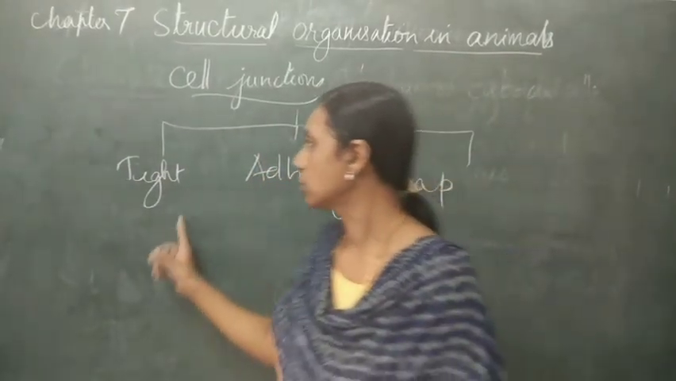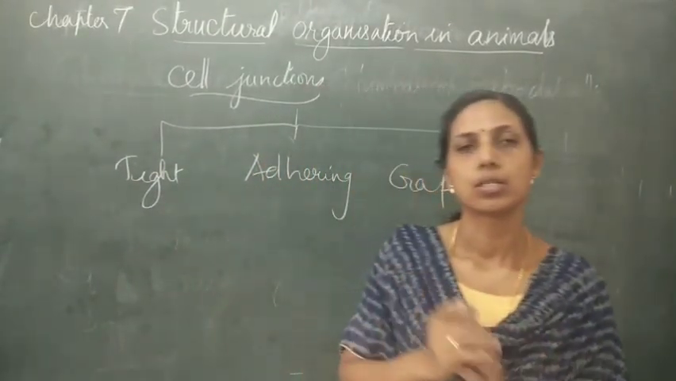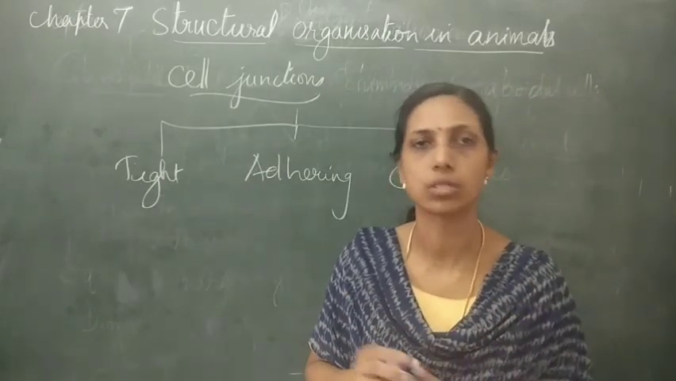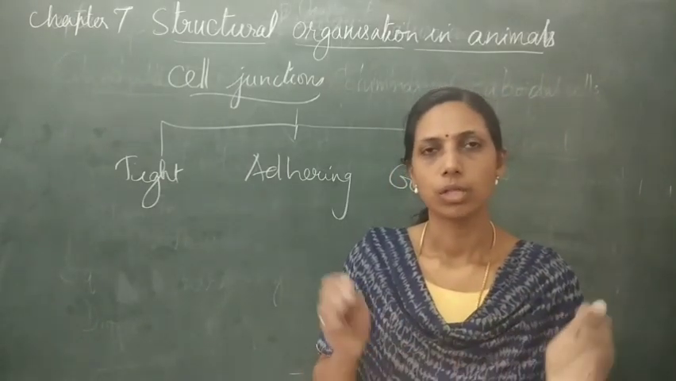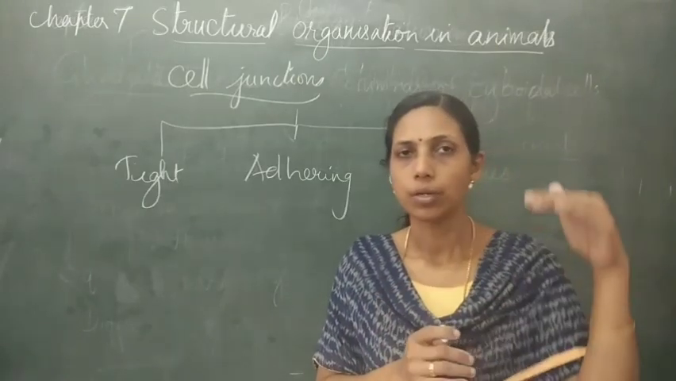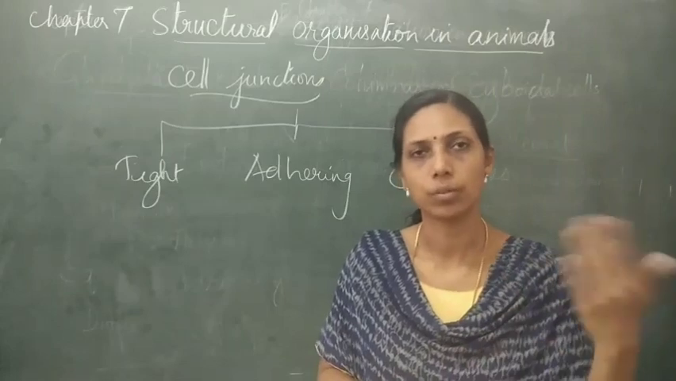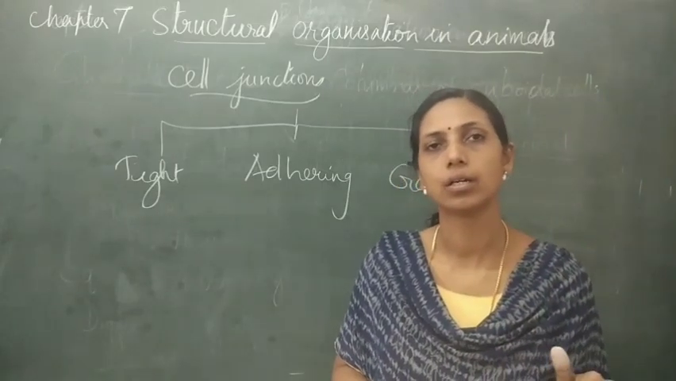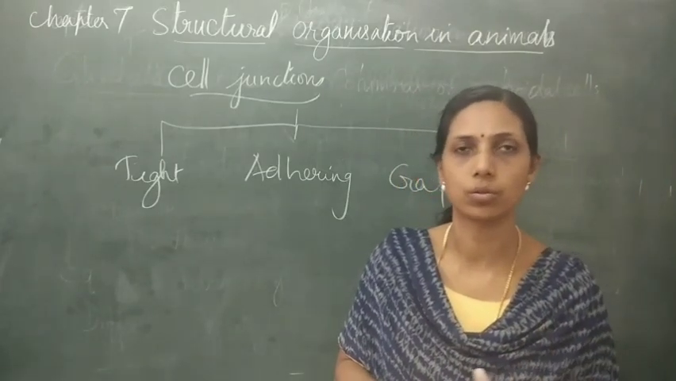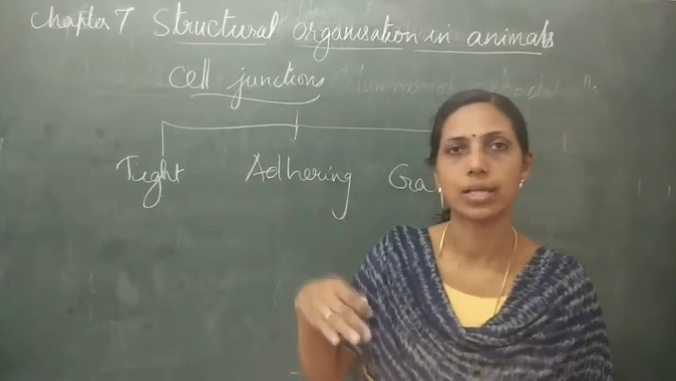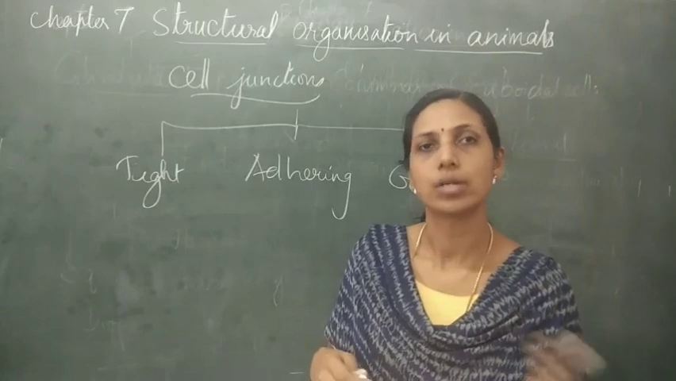So these tight junctions are found between the cells, and they will prevent movement of substances across the tissue. So they will be closely attaching. From one layer of the tissue to the next, or one part to the next part, it will prevent the passage of substances or molecules. So it forms a membrane, and it will prevent the passage of substances from one side to the other side.